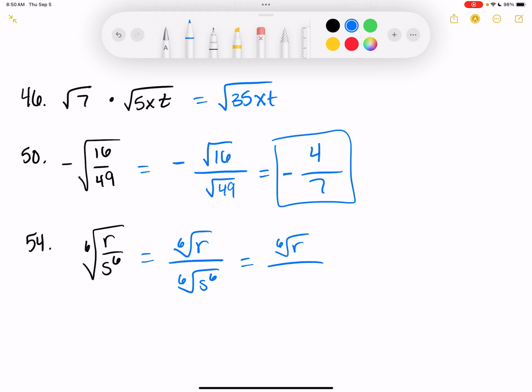What about the sixth root of s to the sixth? Yep, that's just equal to s. So that's where I can leave that answer. Having a radical on top is okay. Radical on the bottom, not good.